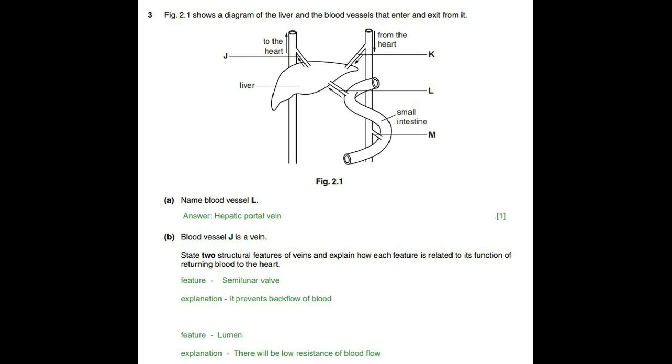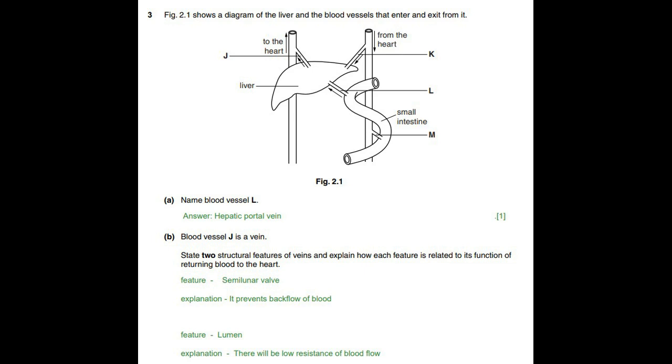Figure 2.1 shows a diagram of the liver and the blood vessels that enter and exit from it. Name blood vessel L. So L is the hepatic portal vein. Blood vessel J is a vein.